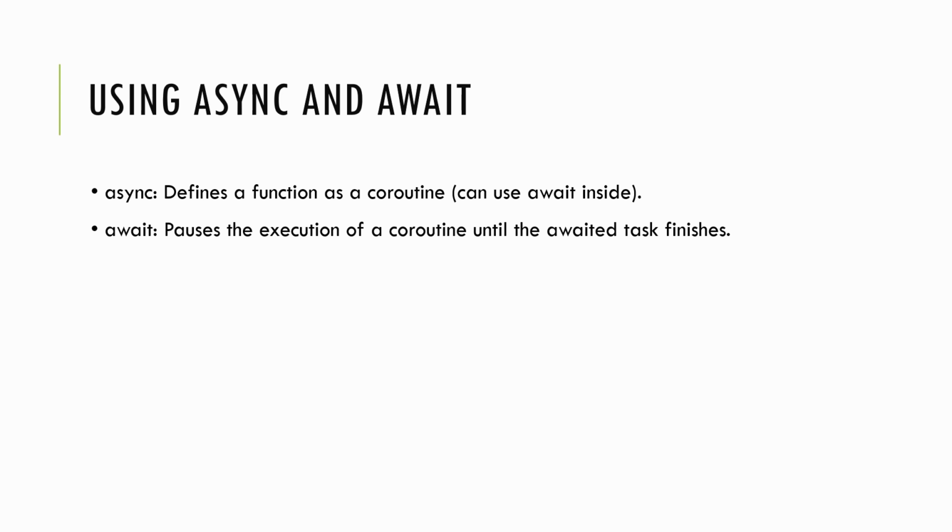Now let's break down the async and await keywords. The async keyword is used to define a coroutine. It tells Python that the function is asynchronous and will contain await expressions. Inside these coroutines, you can use the await keyword to pause the execution and wait for another asynchronous operation to complete, such as I/O or time delay. In this way, async and await allow us to manage concurrency in a very intuitive way.